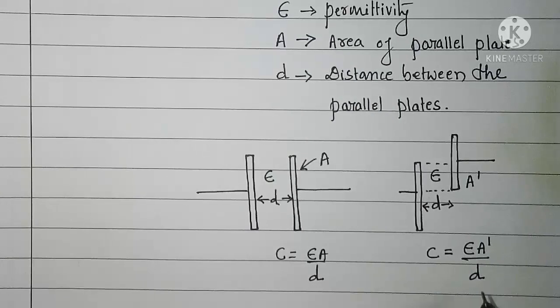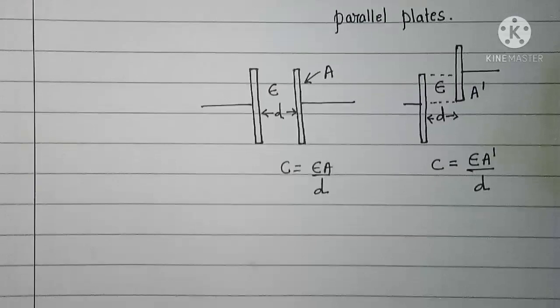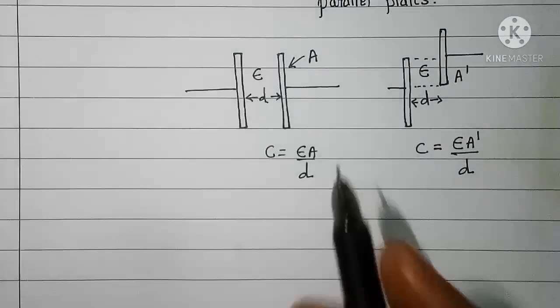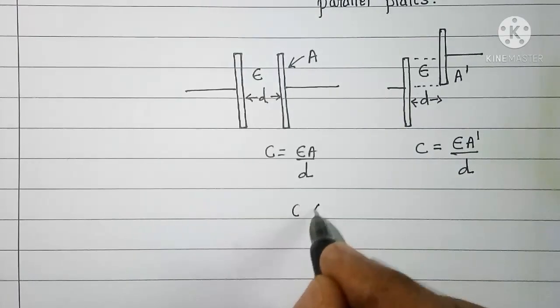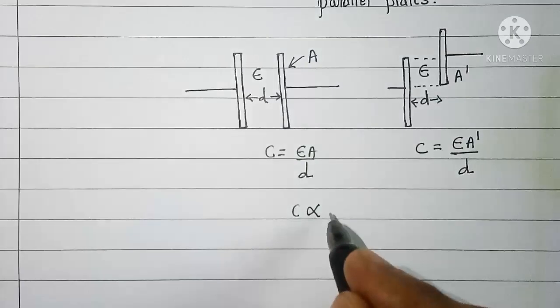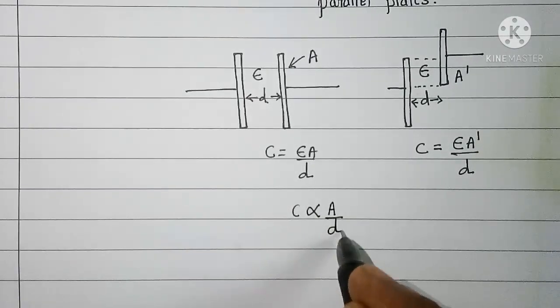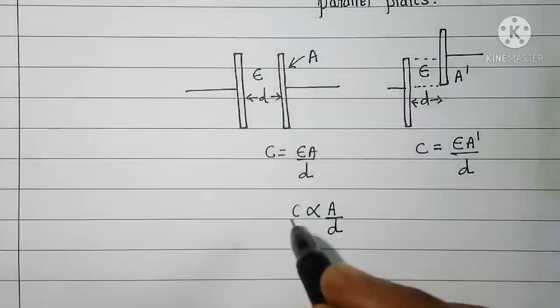Also, you can look at these two equations here for the capacitance of a capacitor. Capacitance of capacitor is inversely proportional to the distance between two parallel plates. So we can write here C is proportional to A and inversely proportional to D.